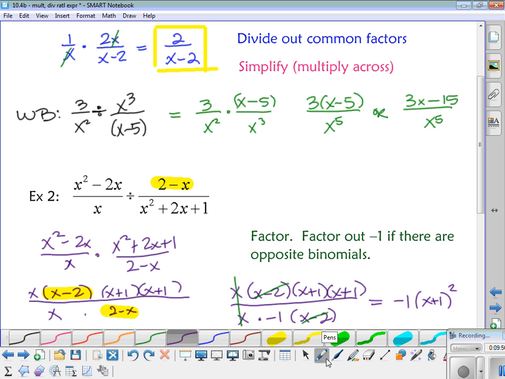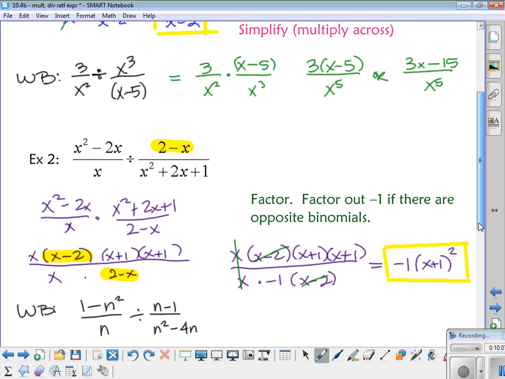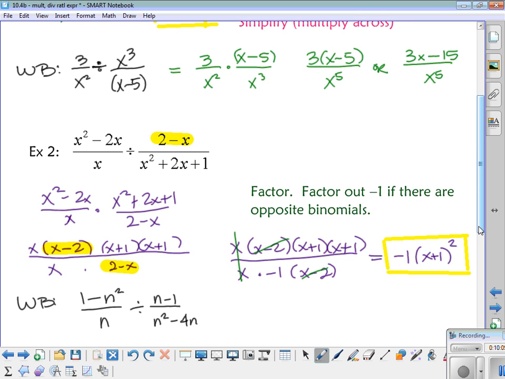Well, dividing by negative 1 is the same as multiplying by negative 1. So I don't really need to leave it as a fraction. It's going to be the same. It's still going to come out negative. Okay? All right, so on your whiteboards, here's one for you guys.